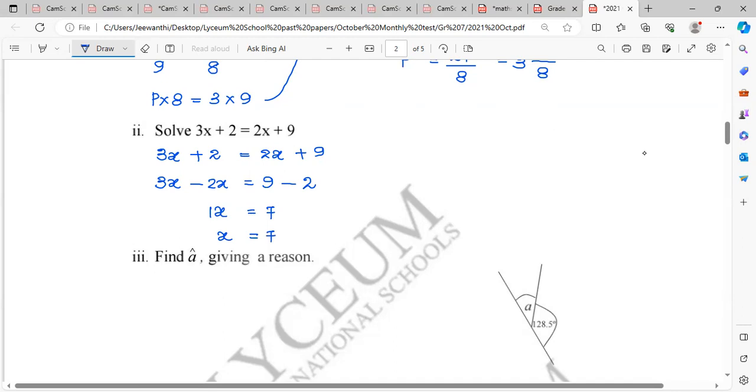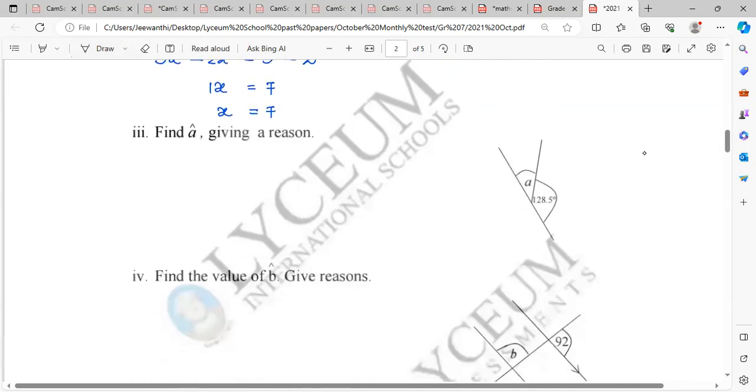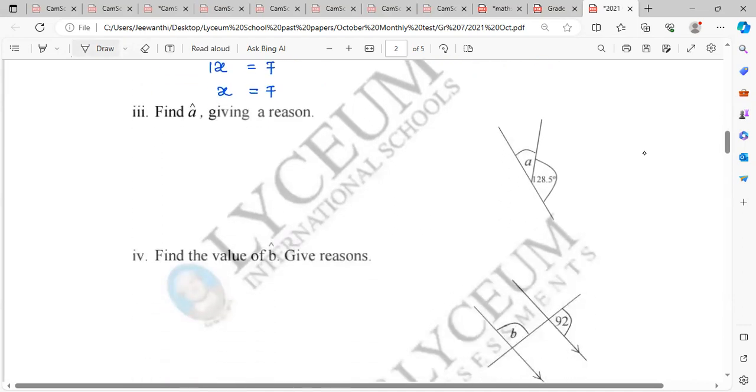We double check whether we did it correctly. 3x plus 2, 2x plus 9. And 2x bring to the other side, it is negative 2x. And positive 2 brings to the other side, it becomes negative 2. 3x minus 2x, it is 1x. 9 minus 2, it is 7. Yes, that is done. So then the next Roman number 3, you can see two angles on the straight line.